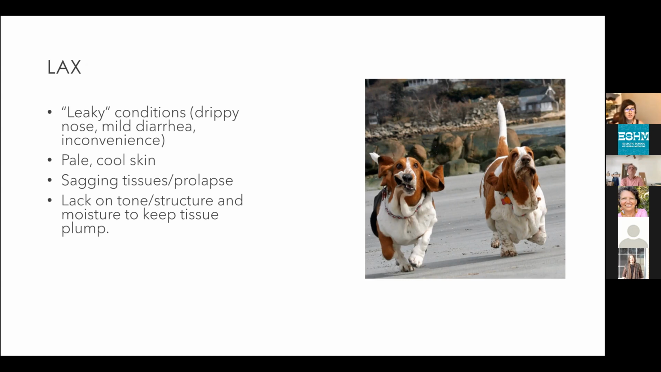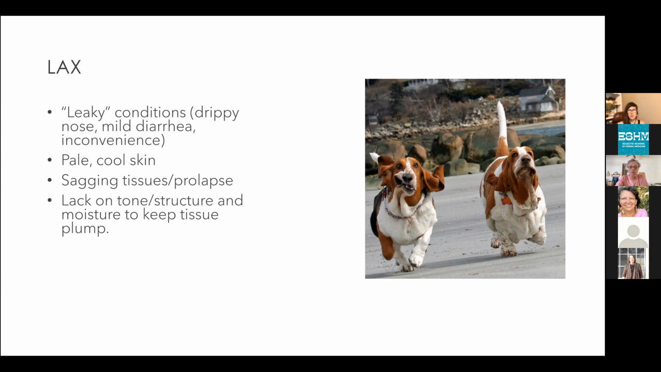More of a mild diarrhea or a softer stool that isn't quite liquidy can often be caused by laxity. That would happen because your digestive tract doesn't have enough tone to hold on to your bowel movements long enough for it to pull some of the water out of your stool. And that can also be caused by a cold tissue state. You're often going to see pale, cool skin in a lax tissue state.